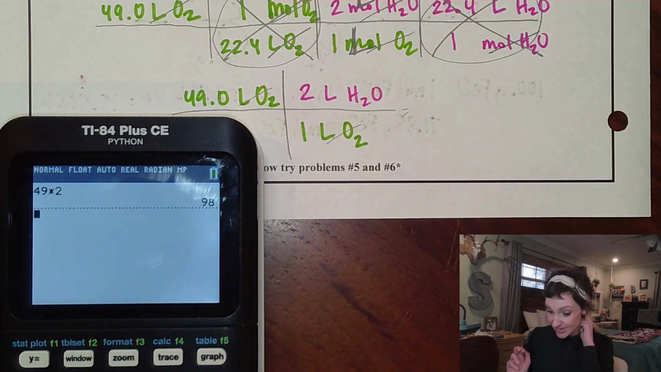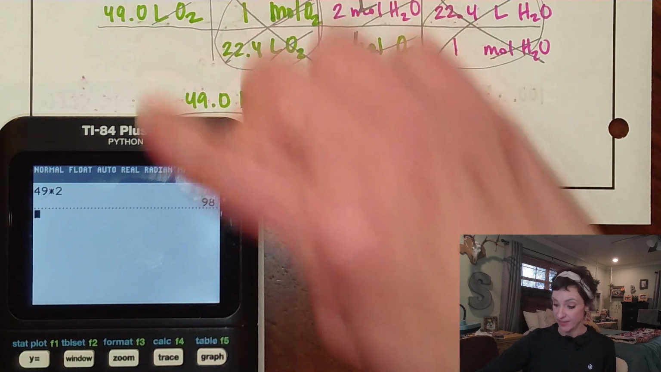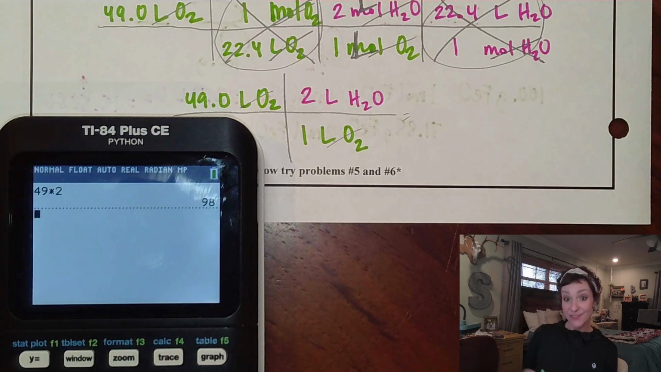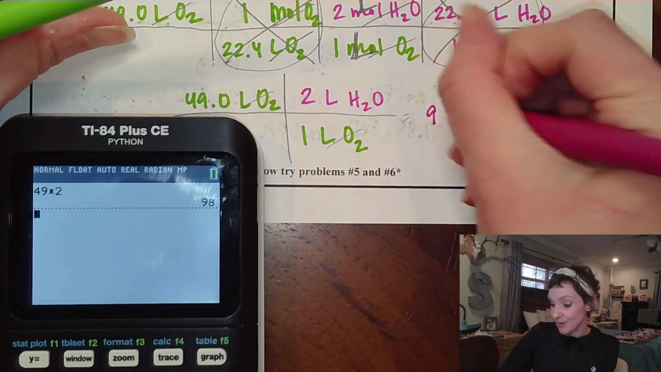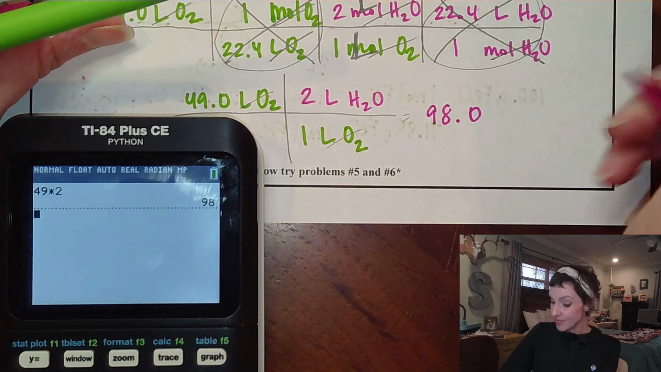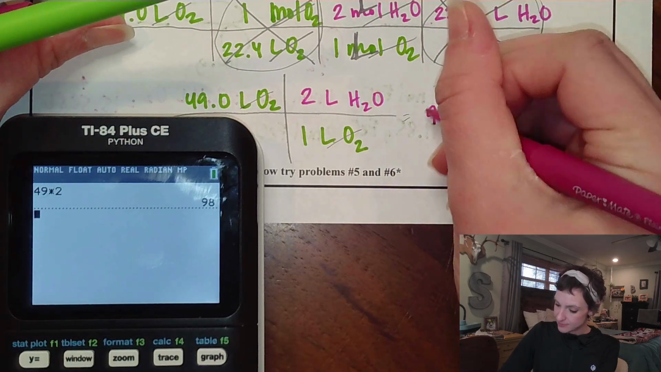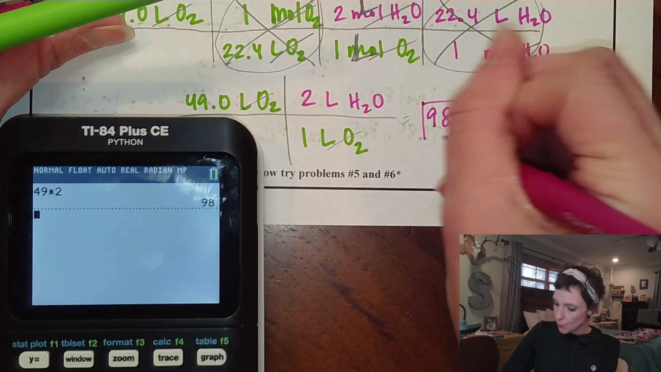Well, how many sig figs do I need to round my answer to? This given is 3 sig figs. Well, they only gave me 2 numbers. That is fine. You can add a third sig fig. Let me show you how that works. 98.0. That gives me 3. And the units are liters of water. Cool.